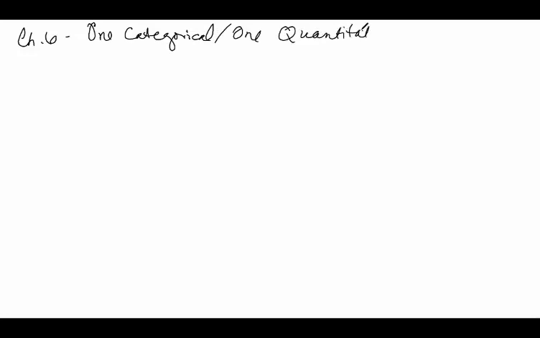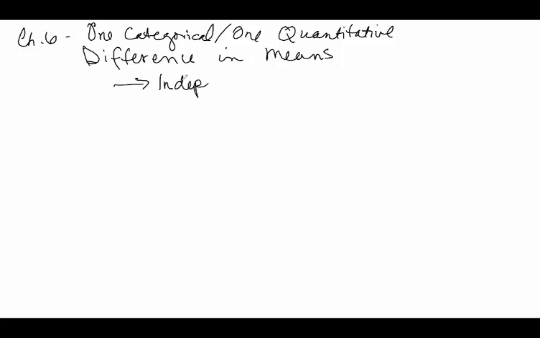Okay, so then chapter 6 looked at one categorical, one quantitative variable. So here we're looking at the difference in means. And this is different from what we looked at in chapter 7, because in chapter 7 we were looking at paired data. And this is independent groups.